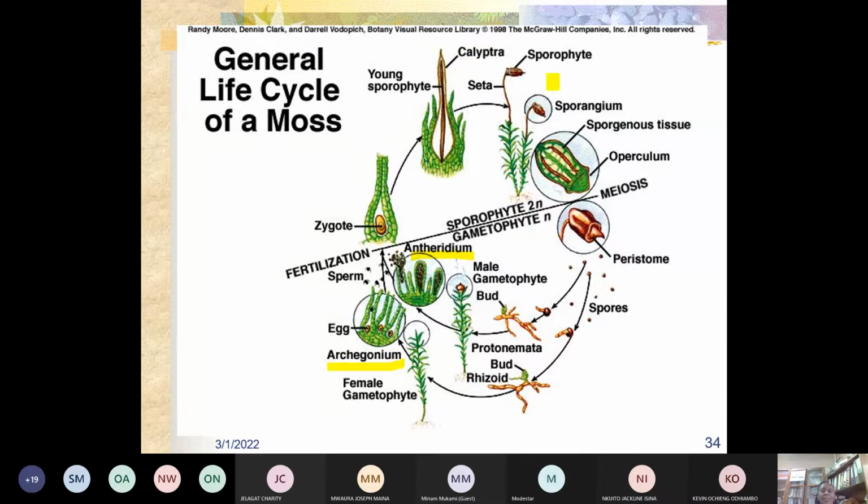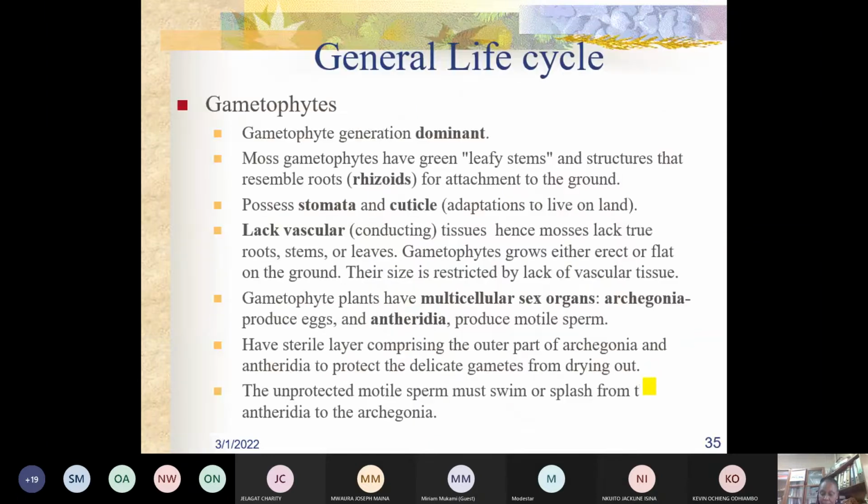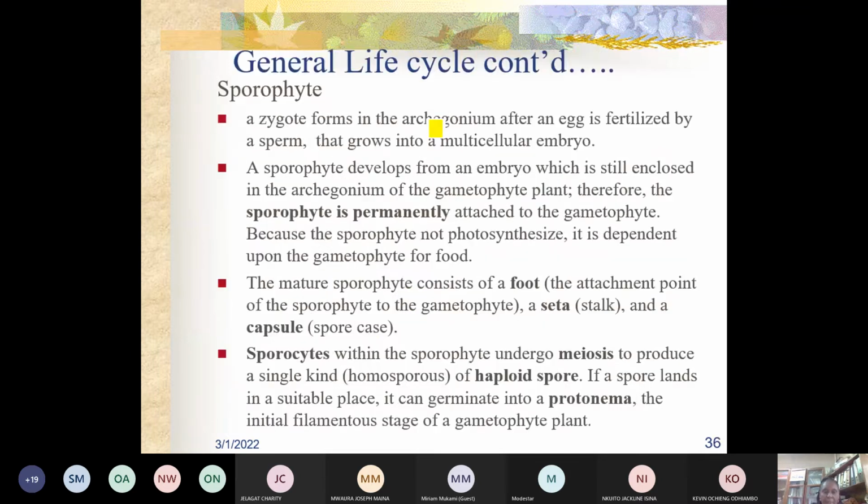So you'll get the capsule. This is the capsule, and we've already looked at that structure. We have the capsule, we have the operculum, we have the columella within, and all that. Eventually, it matures to give rise to the spores, and the whole cycle begins again. So that is the life cycle, it would repeat.